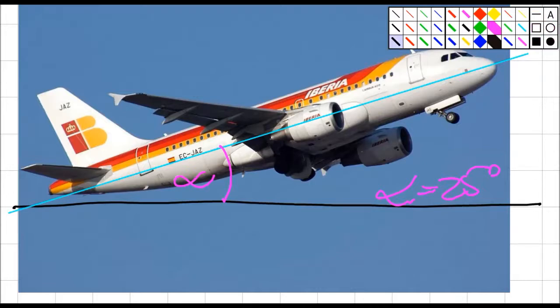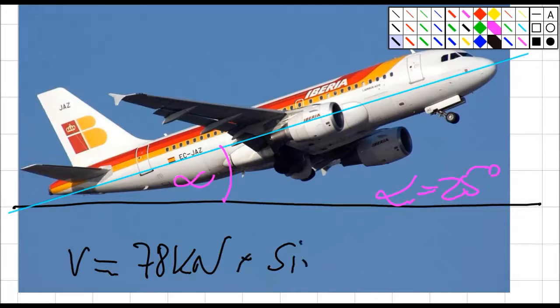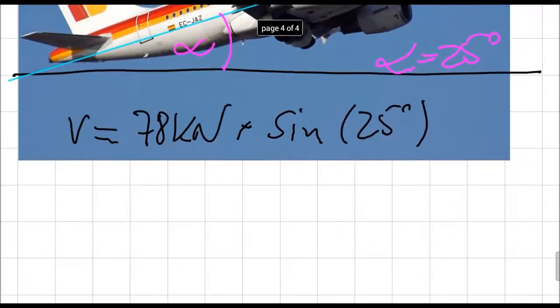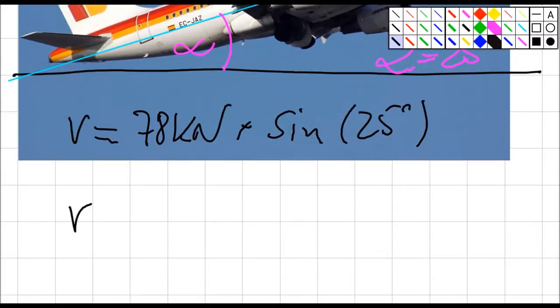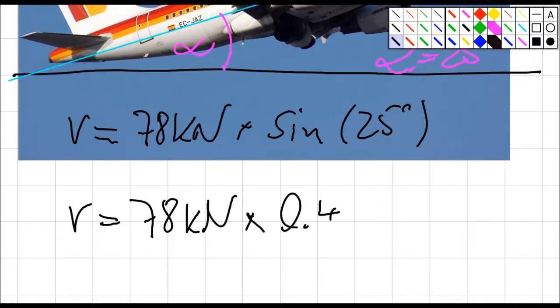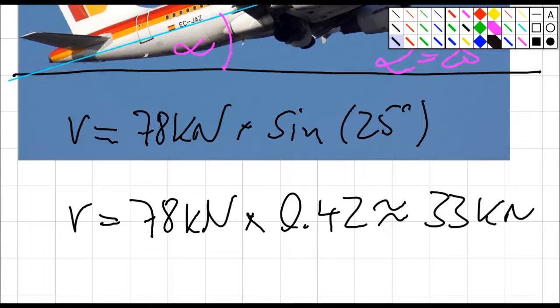So from the previous calculation we know that our vertical thrust component, this is a capital V by the way, equals our total thrust, 78 kilonewton, times sine 25 degrees. The sine of 25 degrees is rather large. You can find this out. So our vertical component is 78 kilonewton times 0.4. Sorry, 0.2, which is approximately 33 kilonewton.